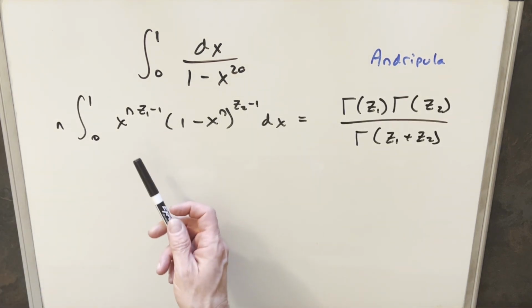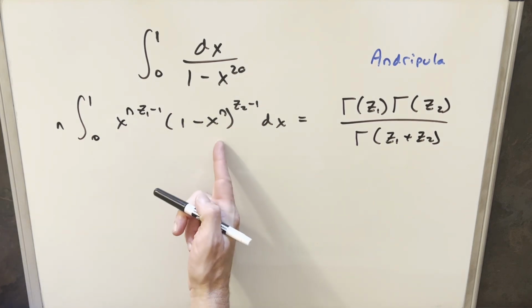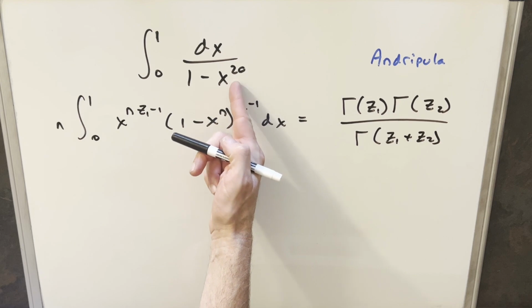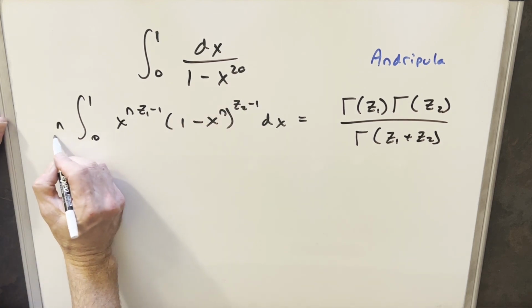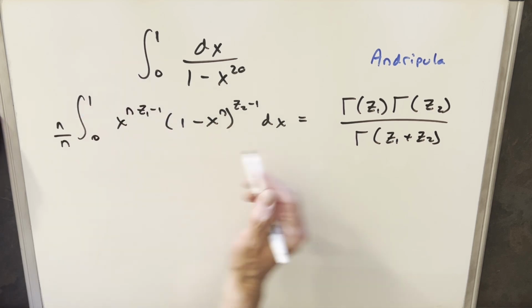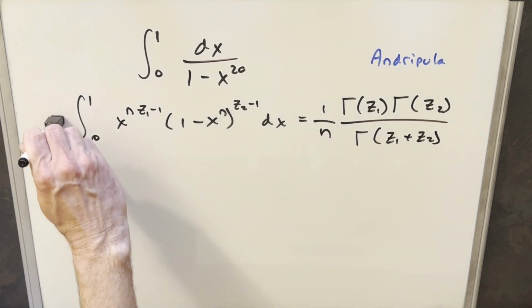So here we have our formula for the beta function. This is just one of many formulas for the beta function, but this is the one that's going to be useful to us because we've got the exponent here on the x. And what I can do is, first I want to divide off this n because we don't have anything in front here. So I'm just going to write this as 1 over n over here and get rid of this.